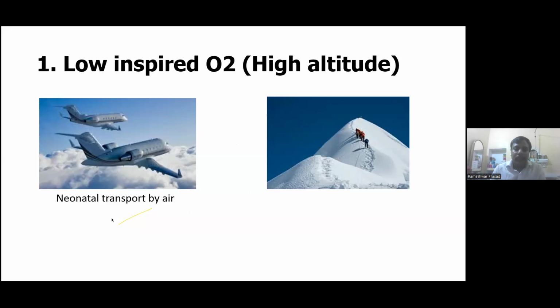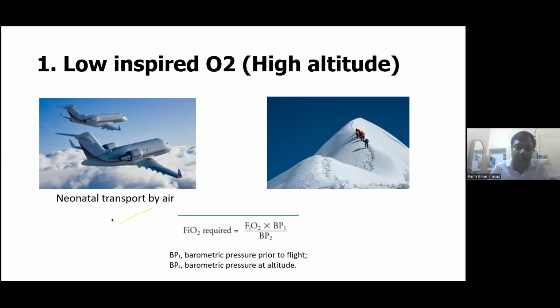I think everyone has understood. So how will you calculate the requirement of FiO2 at higher level? This requirement is given by this formula. FiO2 into barometric pressure at sea level divided by barometric pressure at height. This question was asked in my DM entrance examination. So I mentioned it. So you always remember FiO2 or oxygen concentration is not low at height. It is the total pressure and partial pressure of oxygen which is low, which causes hypoxemia.